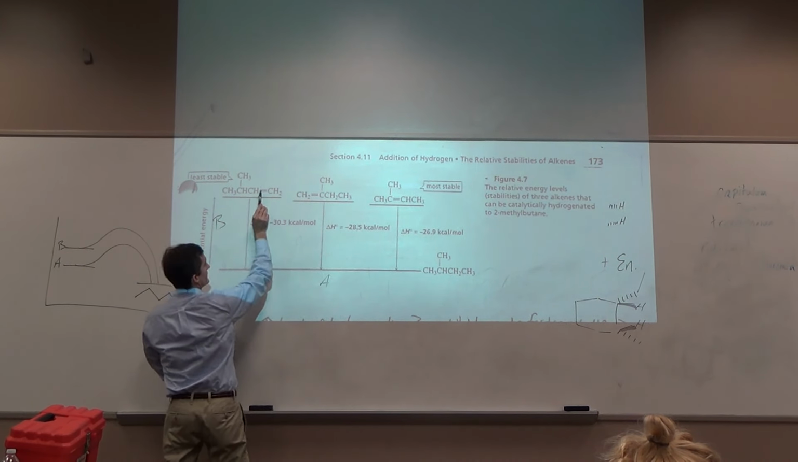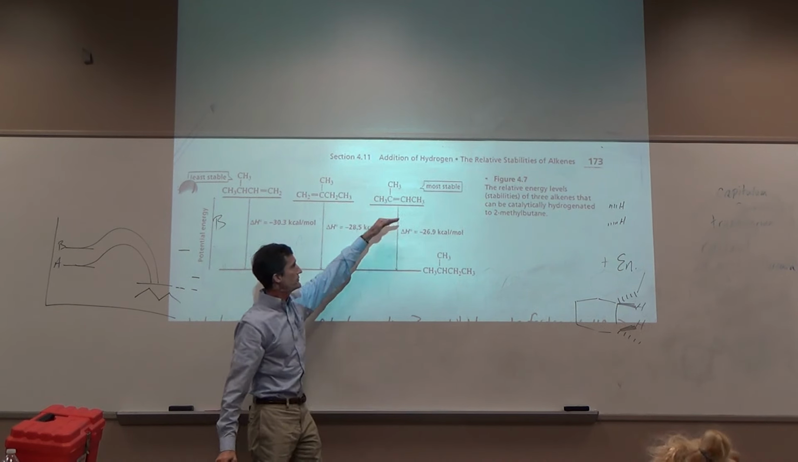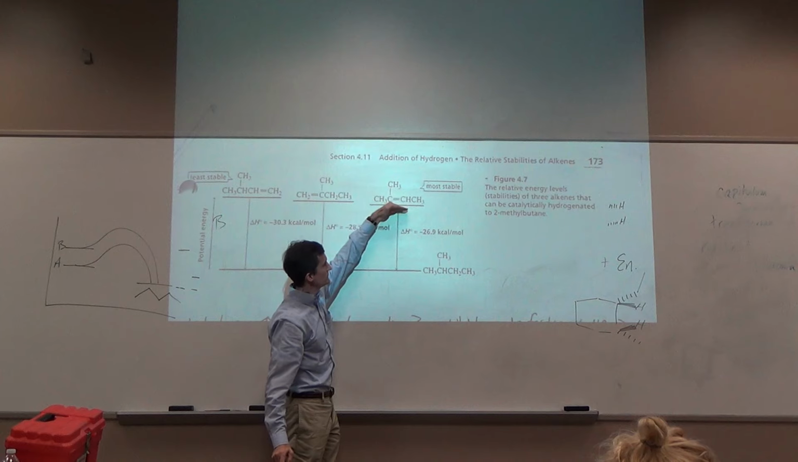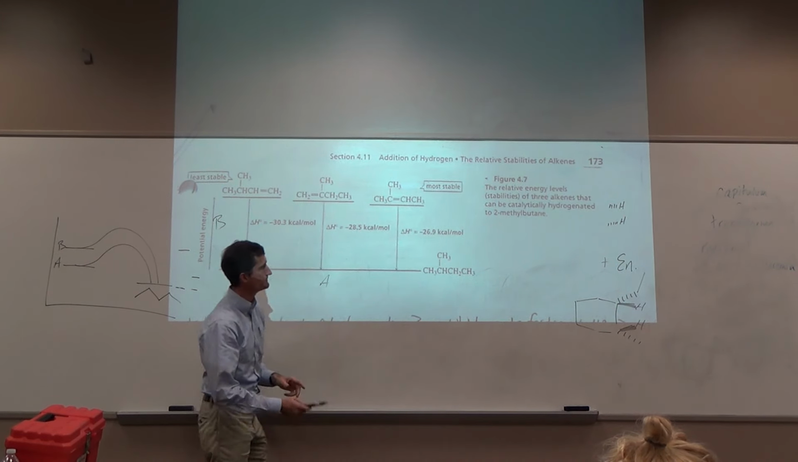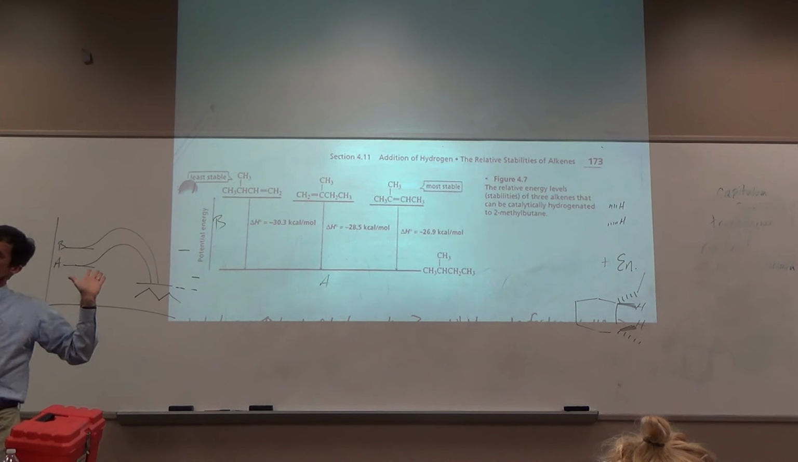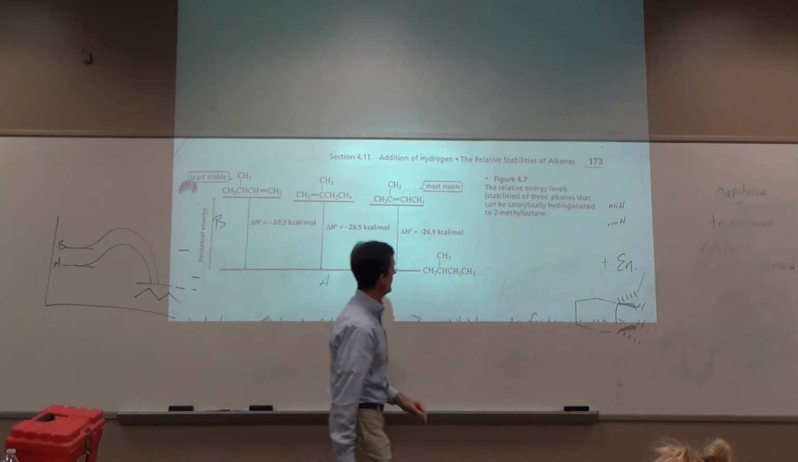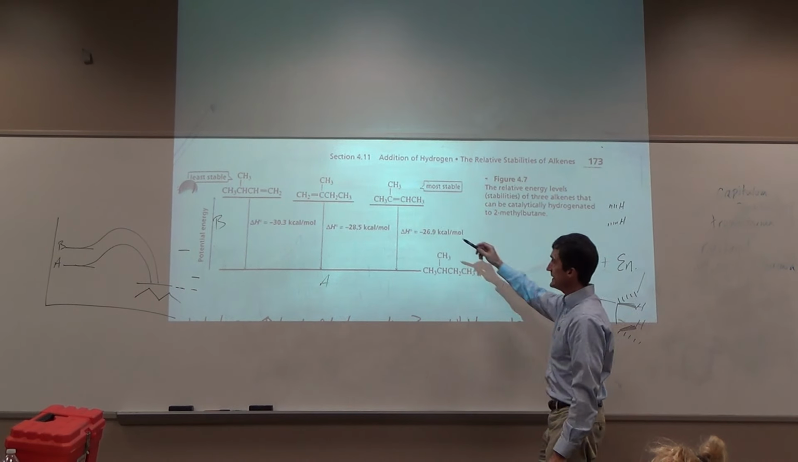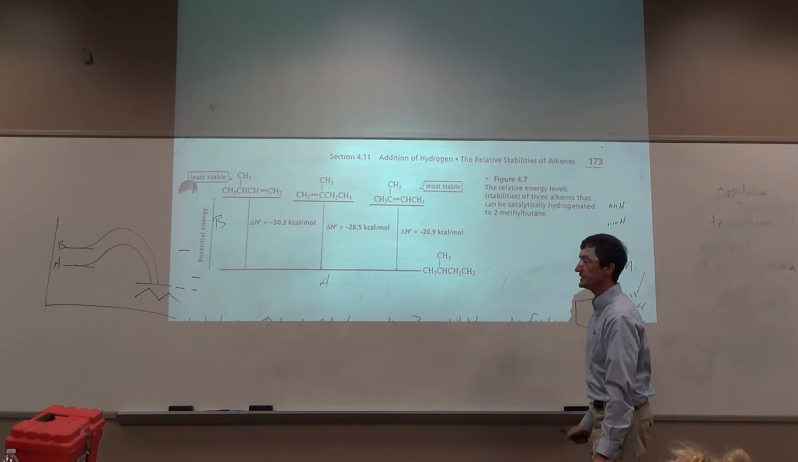This is a monosubstituted alkene. That's a disubstituted. It's tri-substituted. Tri-substituted, it sits lower. Since it sits lower, it gives off less energy when it comes to this spot. It's the same idea that we just showed on the previous page. The heat that's given off when you hydrogenate is called heat of hydrogenation.